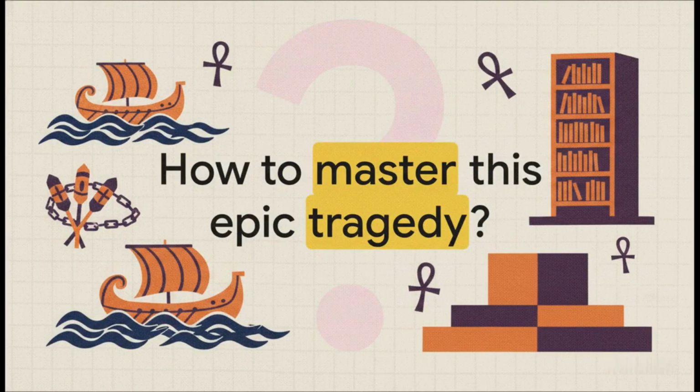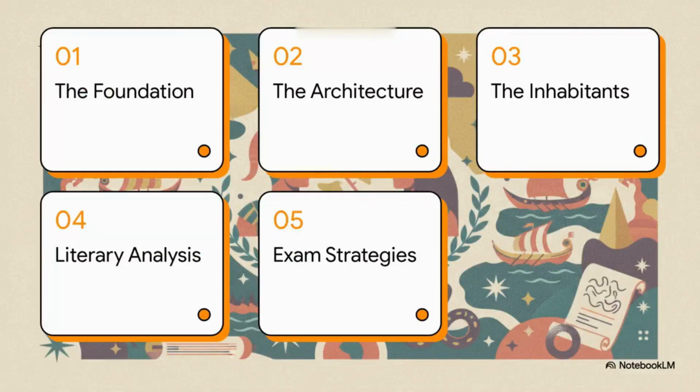Because let's be real for a second, how on earth do you master Shakespeare's most epic tragedy? I mean, you've got sprawling geography crossing oceans, incredibly complex political maneuvering, and this massive critical history. How do you truly wrap your head around it without getting completely overwhelmed? The secret is structure. To give us that structure, we've broken this down into a 5-part syllabus: the foundation, the architecture, the inhabitants, deep literary analysis, and finally, winning exam strategies.